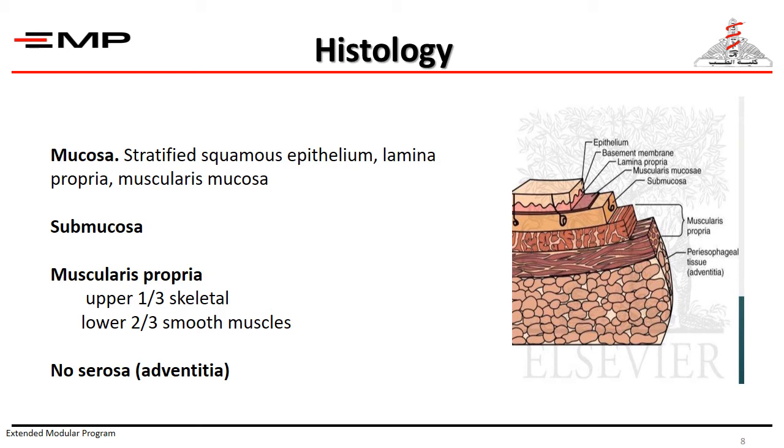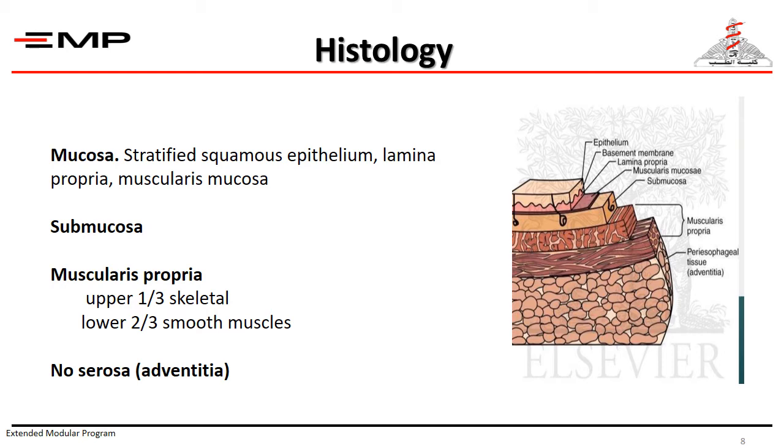Histologically, the esophagus is composed of three layers: mucosa, submucosa, and muscularis propria. Very important here is that the esophagus is devoid of serosa, and we will see later its application and importance while doing cervical or any esophageal anastomosis.